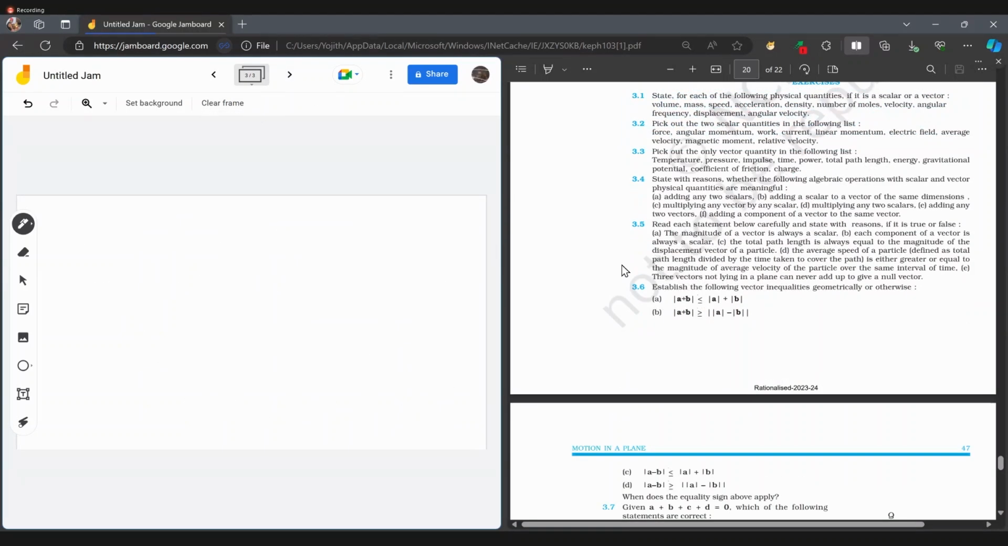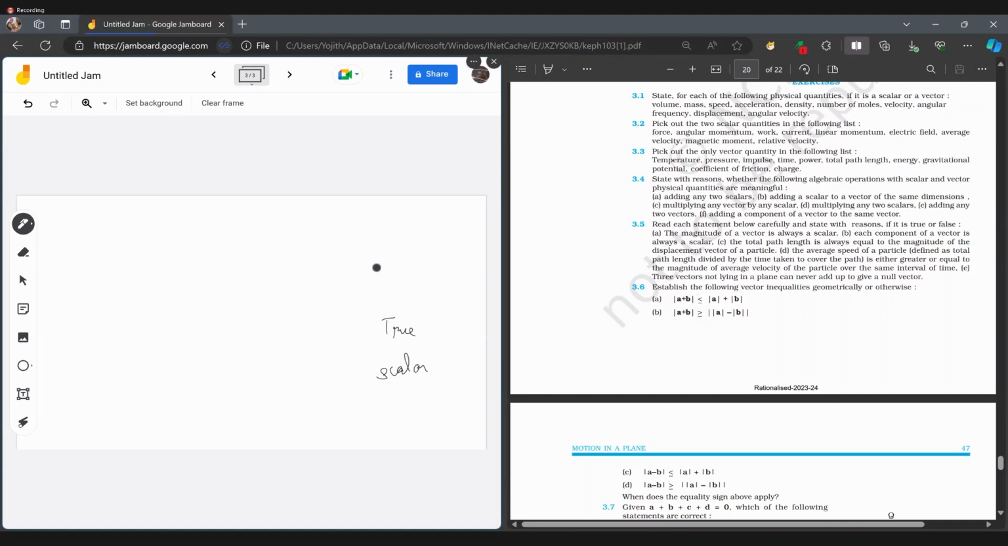Read the statement and carefully state with reasons if it is true or false. The magnitude of a vector is always a scalar. Okay, it is true. ఎందుకంటే magnitude of the vector అంటే ఒక వాల్యూ వస్తుంది and a scalar just represents a value. Okay, and then we have each component of a vector is always a scalar, which is false. Each component of a vector is also a vector.